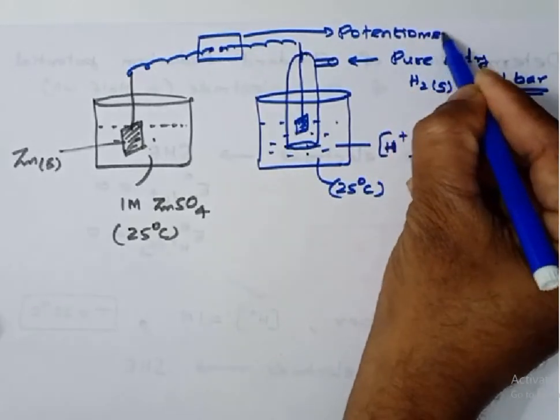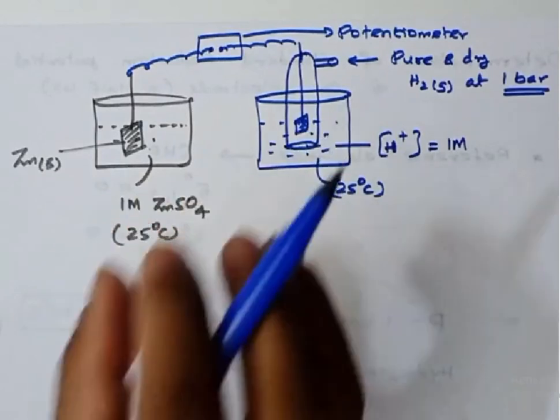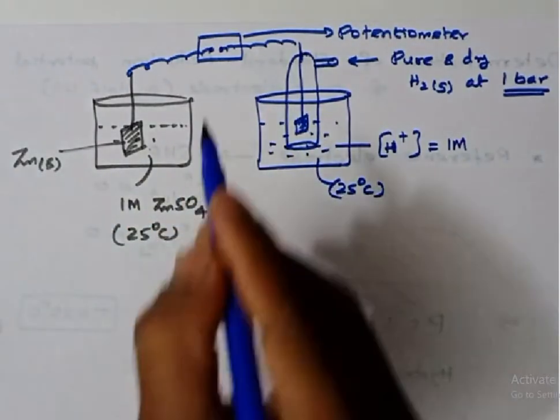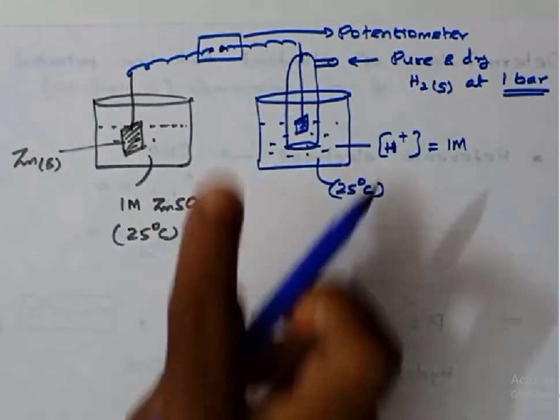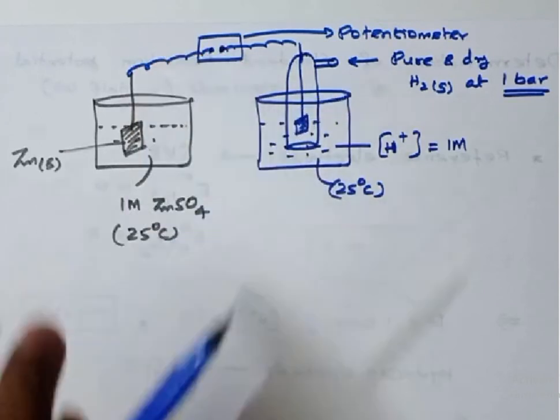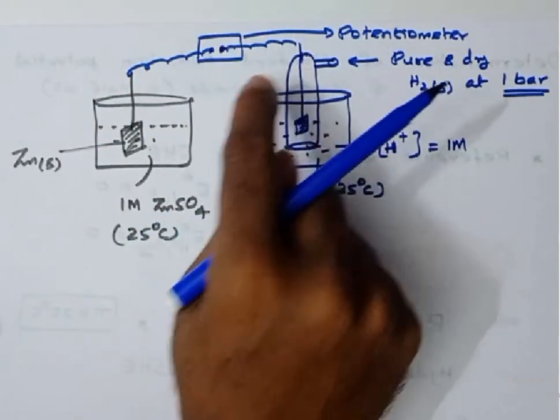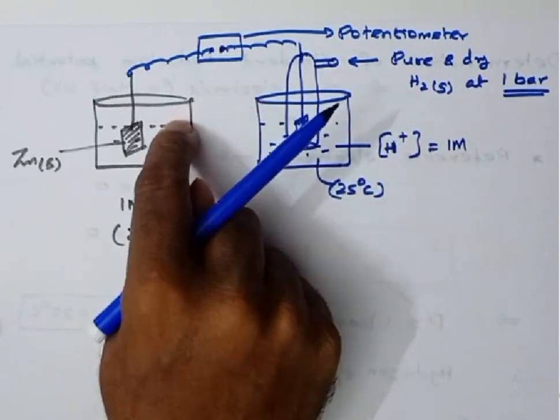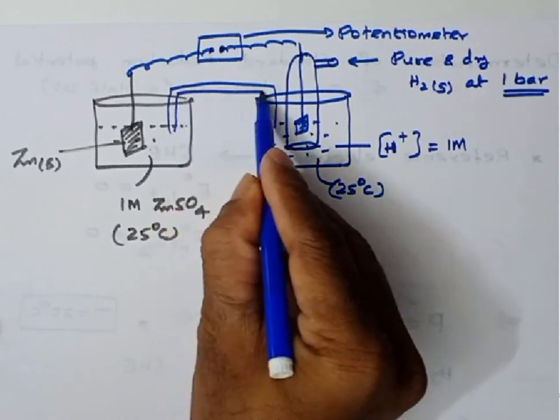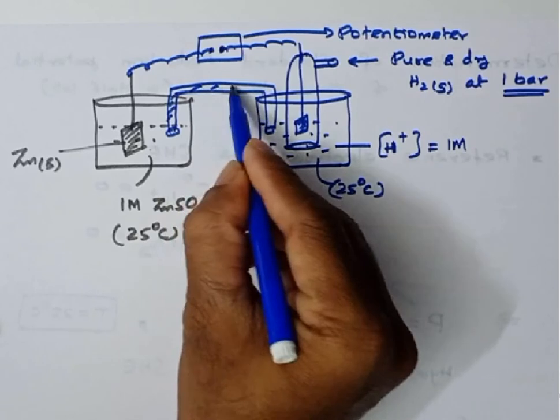We are not supposed to use a voltmeter because a voltmeter will consume some current. Therefore we avoid a voltmeter to measure the cell potential. So whatever potential appears here is nothing but the cell potential. So we have connected the two electrodes externally, and we have to connect the two solutions using a salt bridge. So I'll connect the two solutions using a salt bridge. This is the salt bridge.